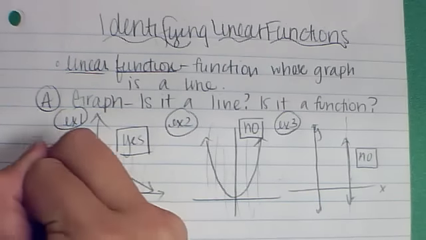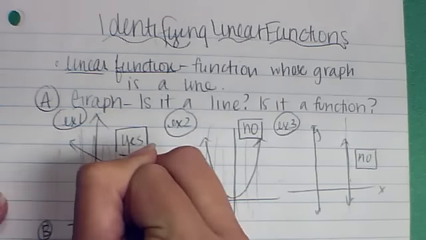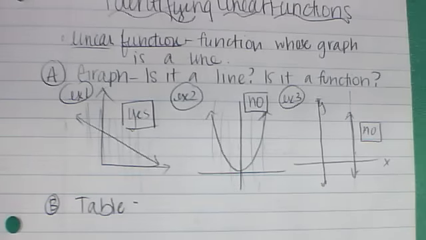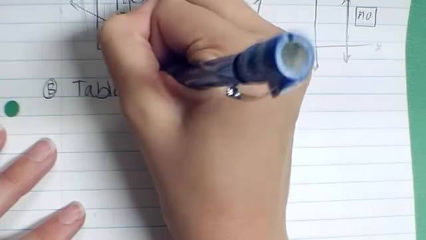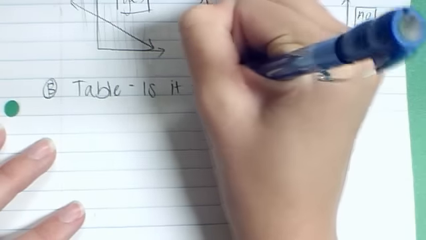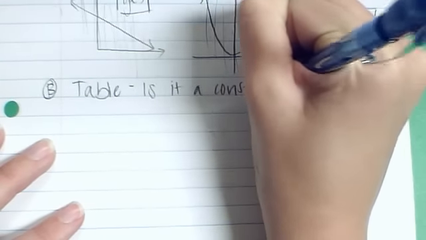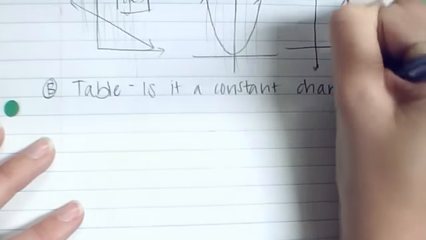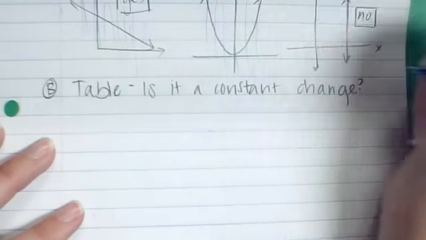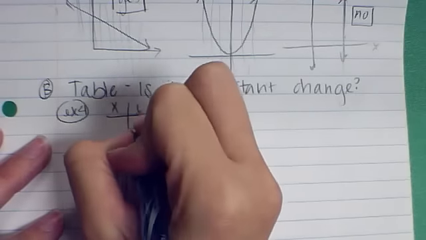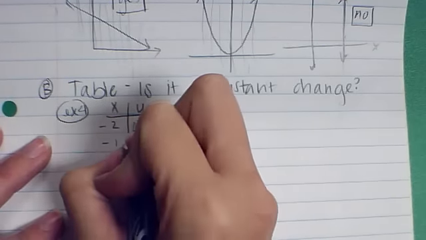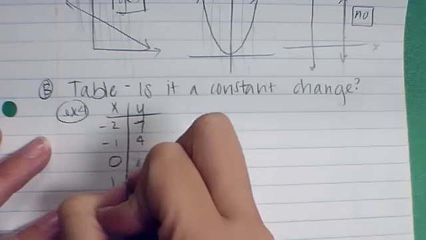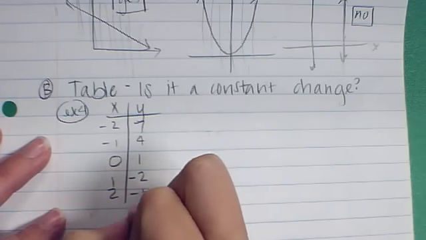What about if we're looking at a table or if we're given some points? If we're given some points, we want to put them on a table so that it'll be easier to check. When we're looking at a table, the question is, is it a constant change? Example number 4. X and y. X is -2, -1, 0, 1, and 2. Y is 7, 4, 1, -2, and -5.